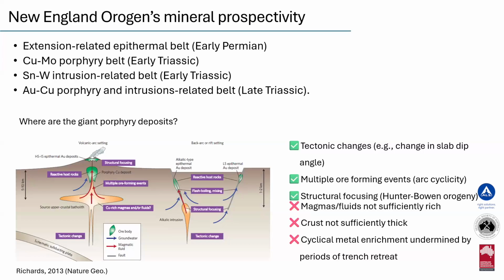And the reason for that is that it's an environment that was repeatedly subjected to changes between trench advance and retreat. So every time we have those periods of trench retreat and extension, we basically destroy everything that we produced. So perhaps that is the major reason that we can't form really large porphyry deposits.